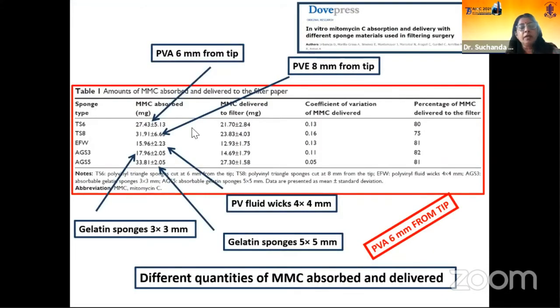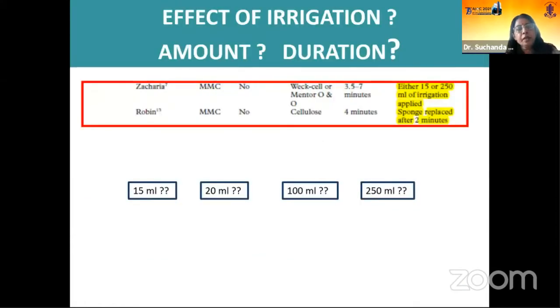Another study looked at sponges using PVA, that is polyvinyl alcohol, polyvinyl fluid wicks, and gelatin sponges. They showed that in these 3 materials, they did not see a significant difference in the percentage of MMC that was delivered to the tissue within a given time. And they also showed that the maximum delivery, in spite of the material, happened and plateaued at around 3 minutes.